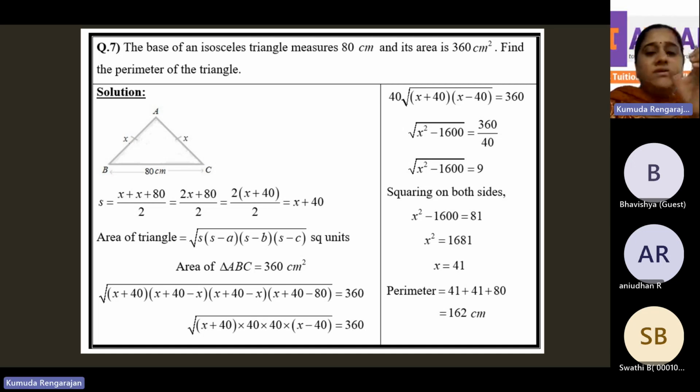When it is addition, subtraction, they are not free. x square minus 1600 is one term. If it was x square into 1600, you can bring one x out. But when it is plus or minus, that is one expression. You cannot disturb that. You cannot bring the x out.